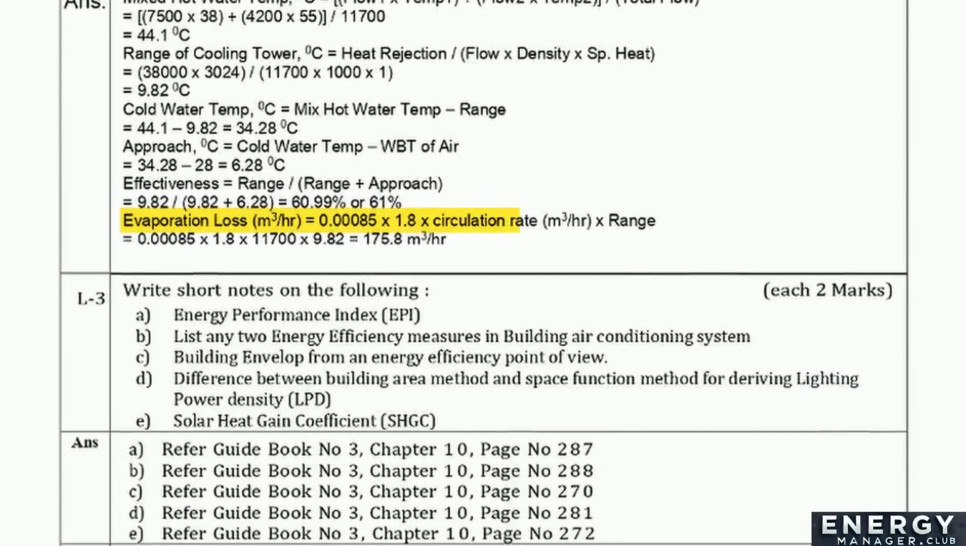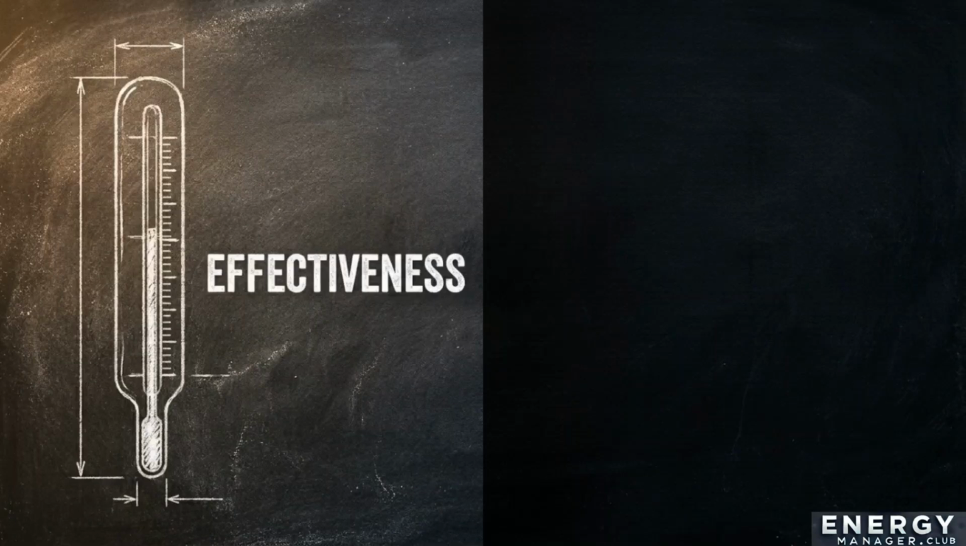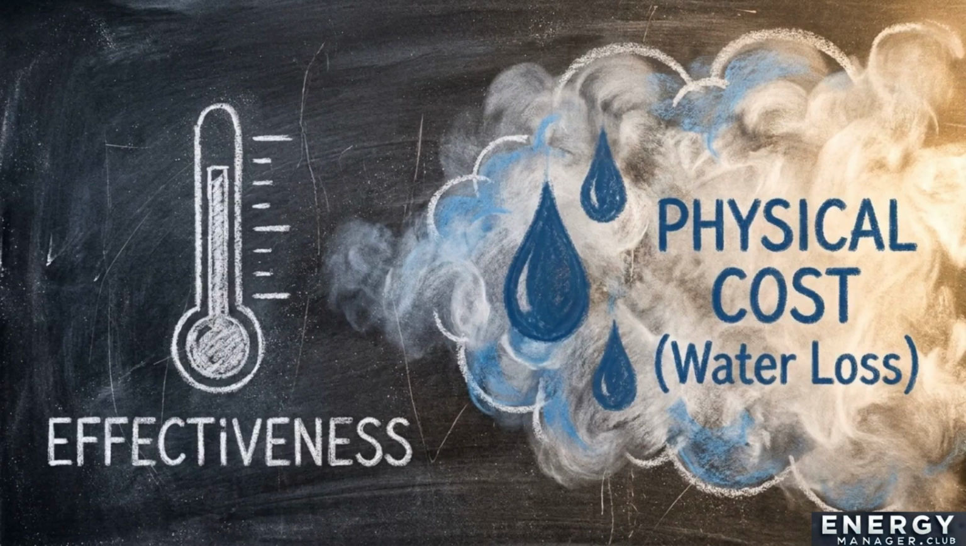This documentation shows the industry-standard empirical formula used to find the physical water loss to the atmosphere. Evaporation loss equals 0.00085 times 1.8 times the total circulation rate times the range. While effectiveness tells us how well the tower is performing its primary job of cooling, the evaporation loss reveals the actual physical cost in water required to achieve that specific heat rejection.